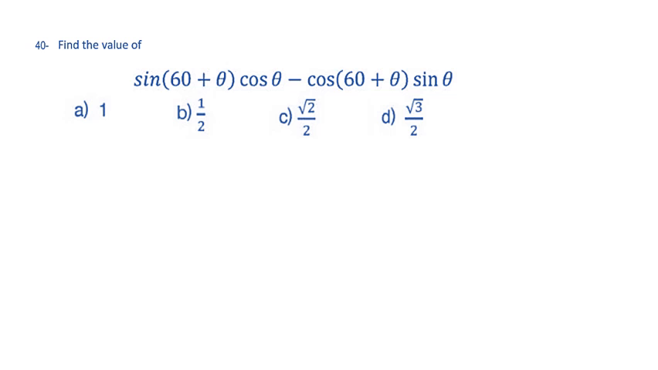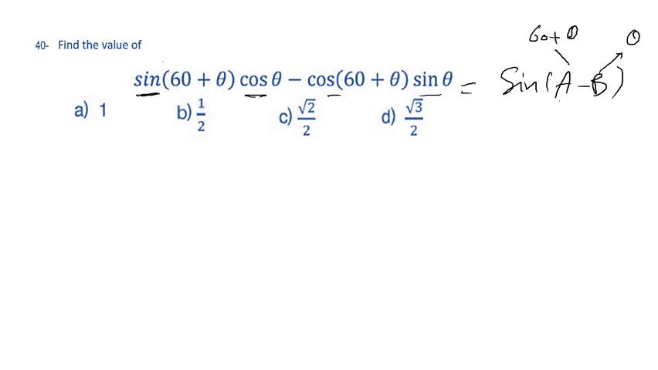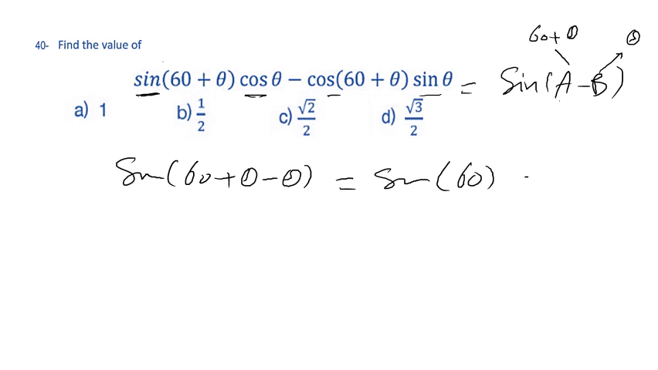Sine of 60 plus theta, cosine theta, minus cosine of 60 plus theta, sine theta. This is sine cosine minus cosine sine, so this is the rule of sine A minus B. The value of A is 60 plus theta, and the value of B is theta. So it's sine of 60 plus theta minus theta, which is equal to sine 60. And sine 60 is equal to root 3 over 2, which is equal to D.